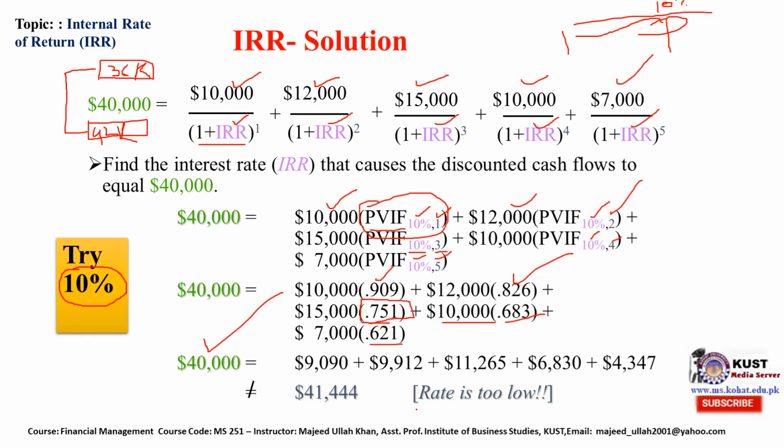It means we applied a very low rate, because when we apply a high rate we will get less present value. When we apply a low rate we will get a high present value. So that is a reciprocal or inverse relationship with the rate. This time we tried 10% and 10% gave us the present value of all future cash flows, which is equal to $41,444. So we will apply a bit higher rate than 10%.